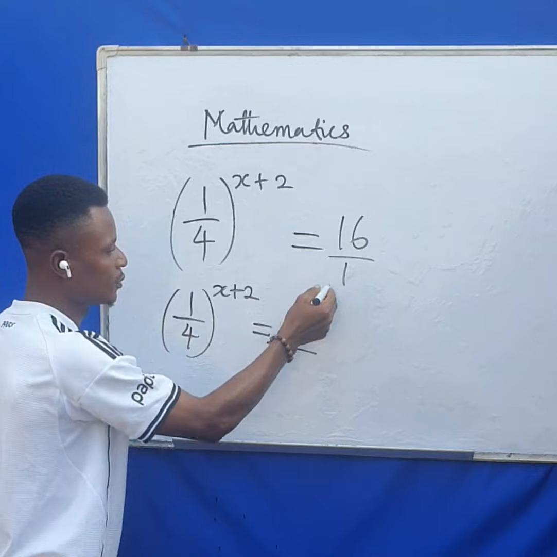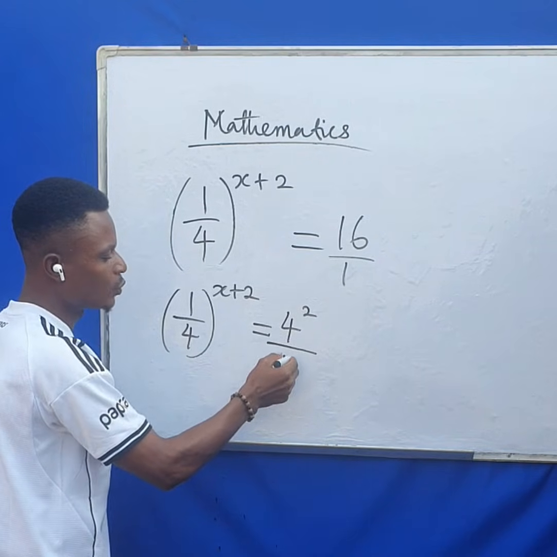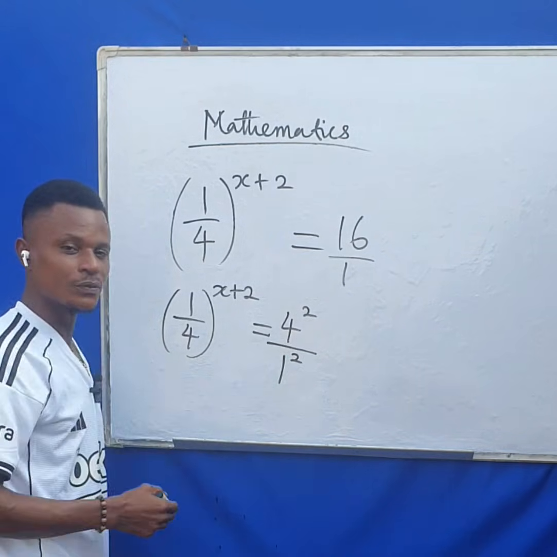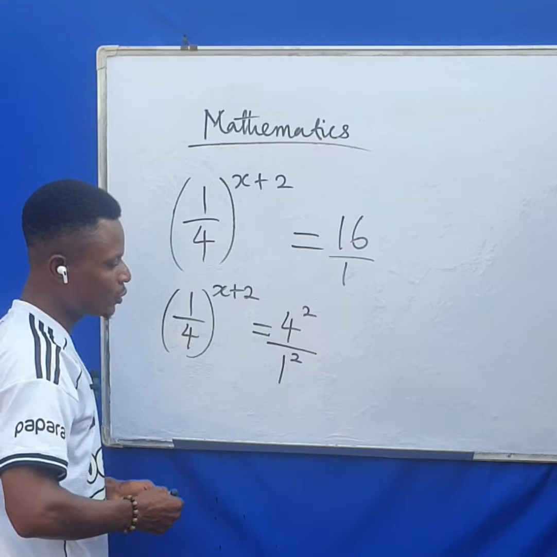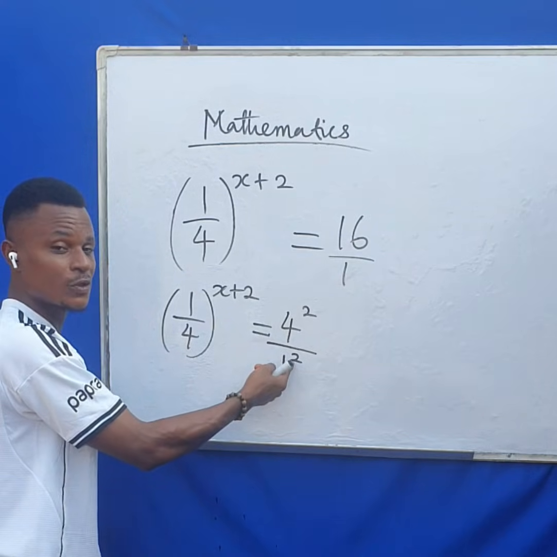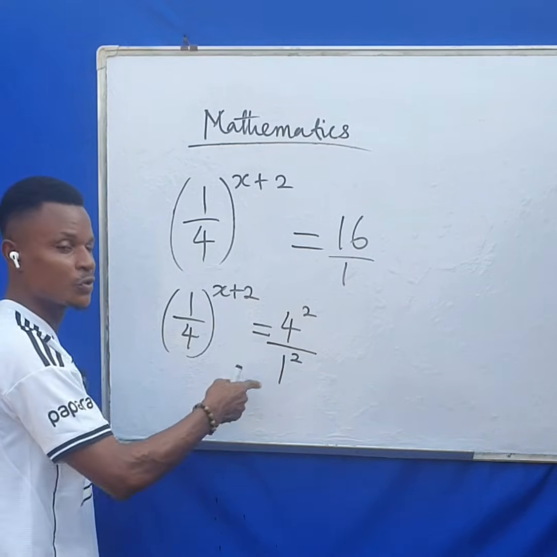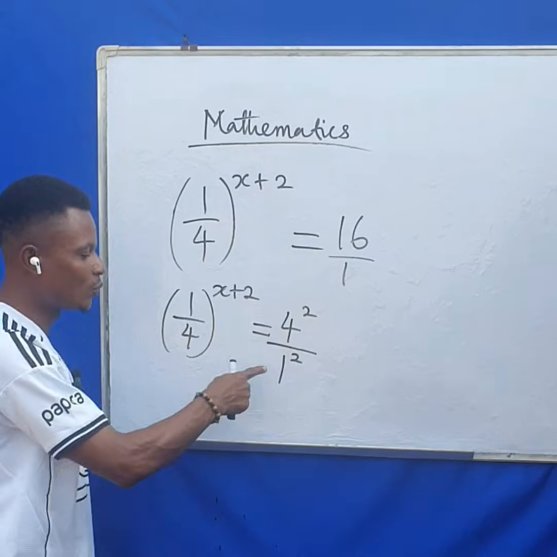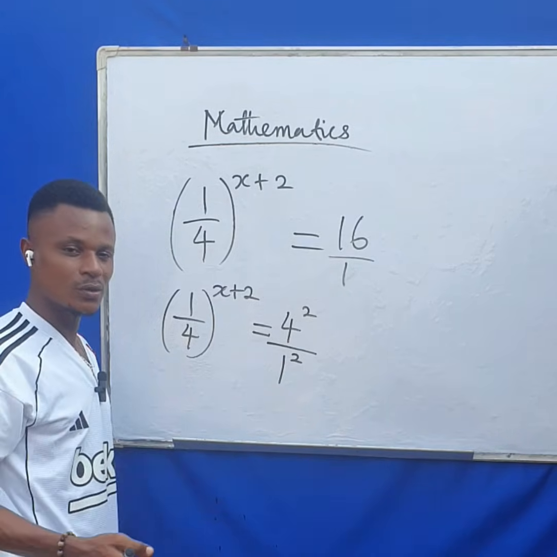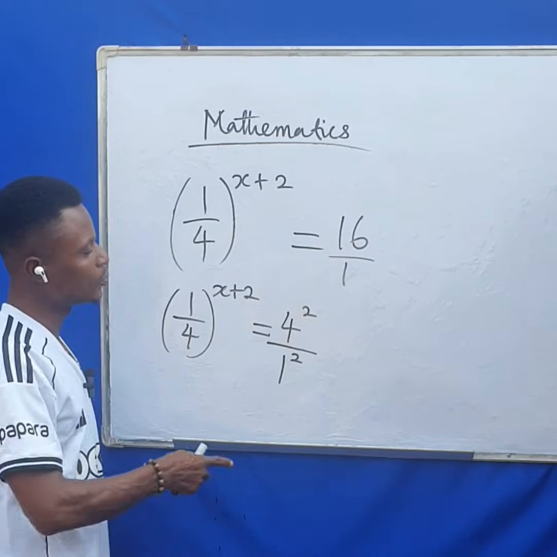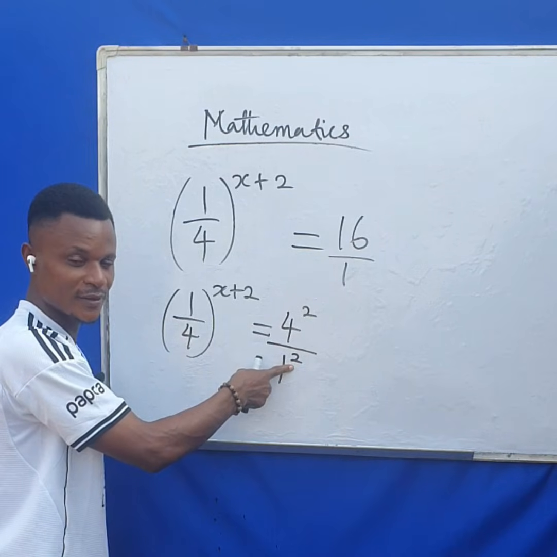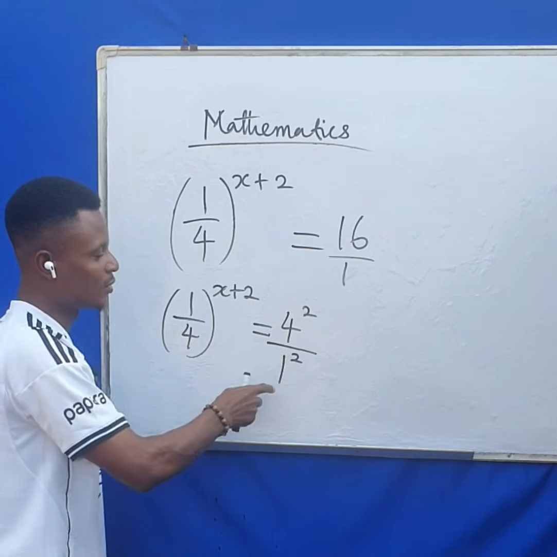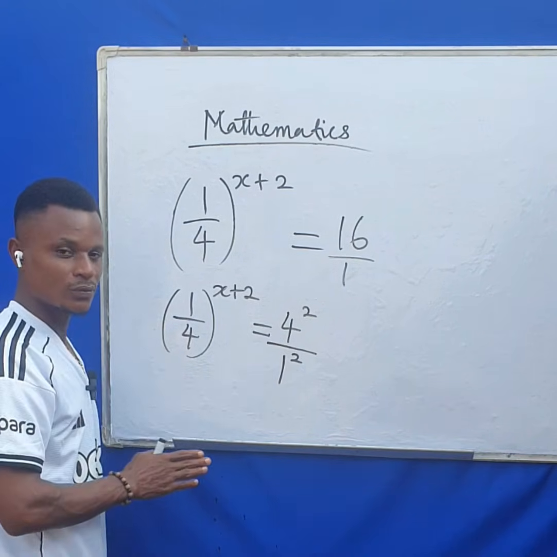Then divided by this 1. We can also write this 1 in exponential form as 1 raised to the power of 2. Why? Because we already have power 2 here, so we can just put power 2 for the 1. This does not change anything. 1 raised to the power of 2 means 1 times 1, which is still 1. Supposedly if we had power 3 here, we would have put power 3 here. Are you getting me? So we are not wrong.